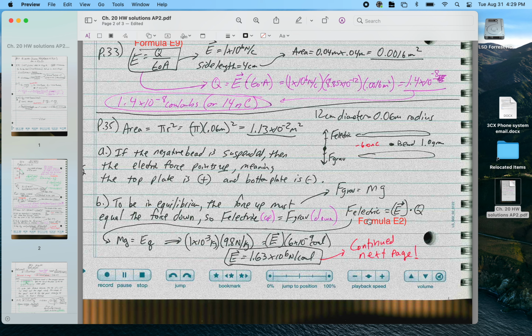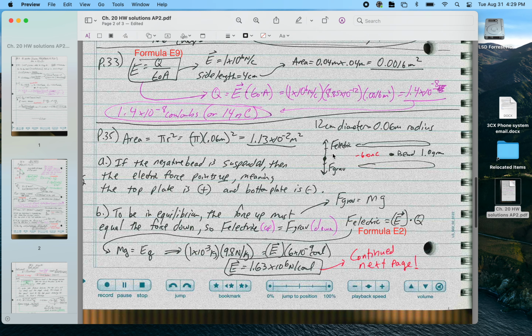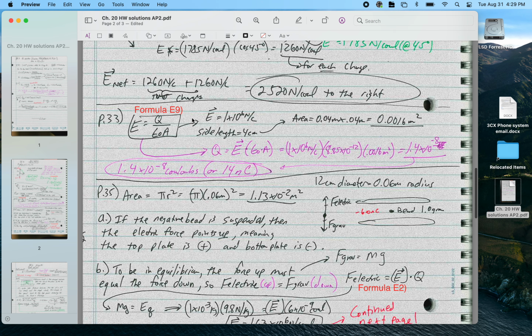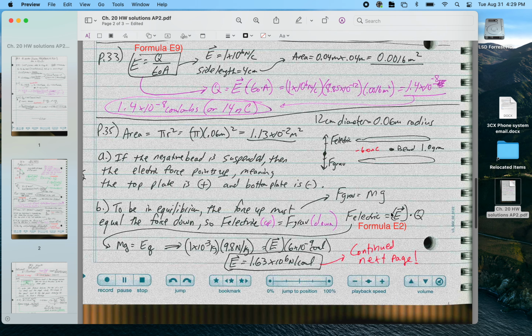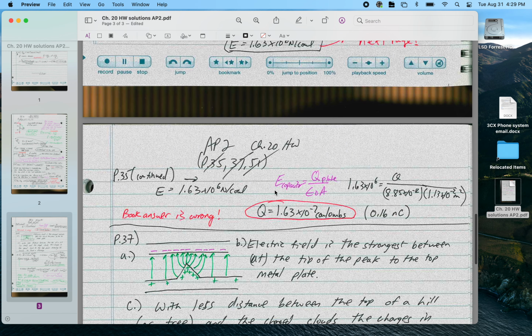And I use it actually to rearrange to solve for the field strength. So I get that the field strength is 1.63 million newtons per coulomb. So that's the field strength between here. Now you might think I'm done, but I'm using this field strength back with this formula, which is E9, to figure out the charge on each plate. So this charge Q, negative 60 nanocoulombs, is the charge of the bead, not the charge on the plates.